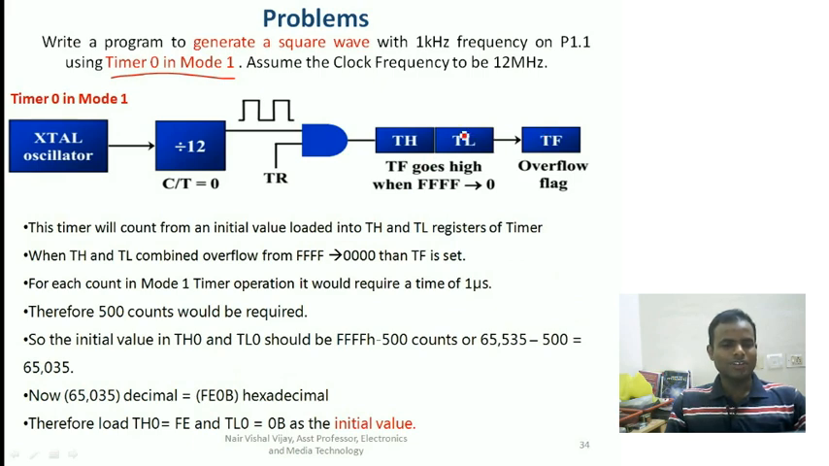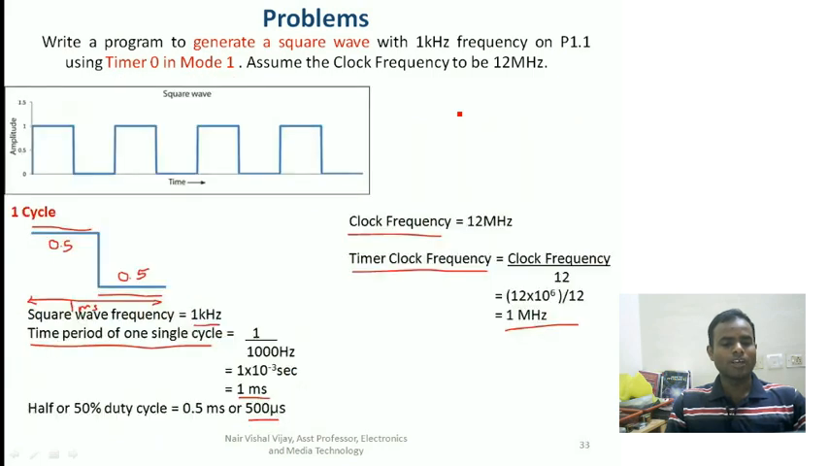Now this is a trivial question. How much time should TH and TL count for? Now we know that the delay that is required is 500 microsecond, or 0.5 millisecond. So for 500 microsecond, this low pulse and this high pulse should exist. Every 500 microsecond, it should flip from high to low and low to high. So I should flip port 1.1 from high to low and low to high every 500 microsecond.